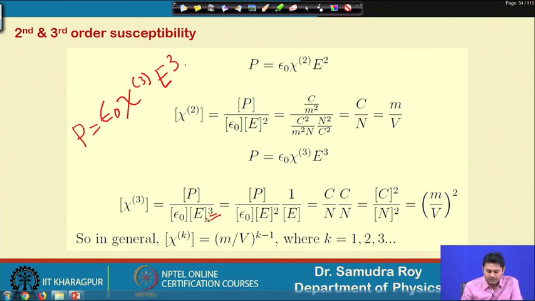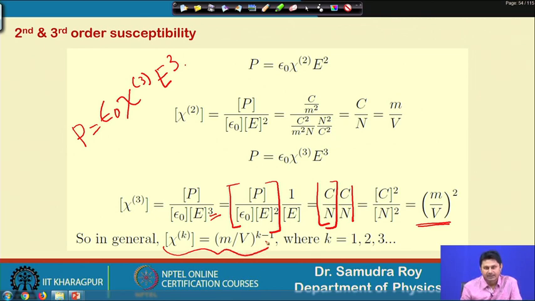So, now this E cube term I just divided into square E, because the dimension of this quantity we have already figured out, and it comes out to be Coulomb per Newton, and then 1 by E is again Coulomb per Newton. So, when we have Coulomb per Newton and Coulomb per Newton, it should be Coulomb square per Newton square, and essentially it will be meter square per volt square. If I go on doing these things for higher order susceptibility, the kth order susceptibility simply becomes meter per volt to the power k minus 1, where k is 1, 2, 3; this is a general form. So, this is the way one can easily derive the unit of the susceptibility.